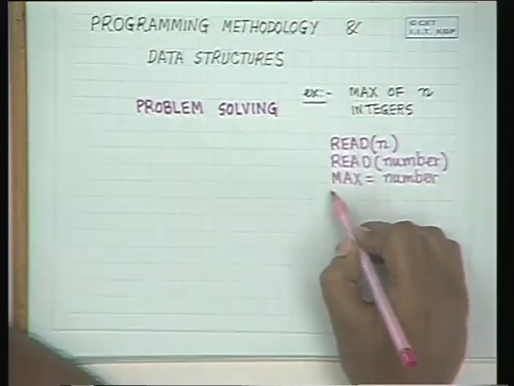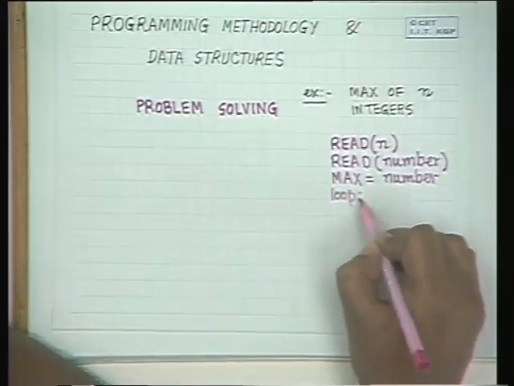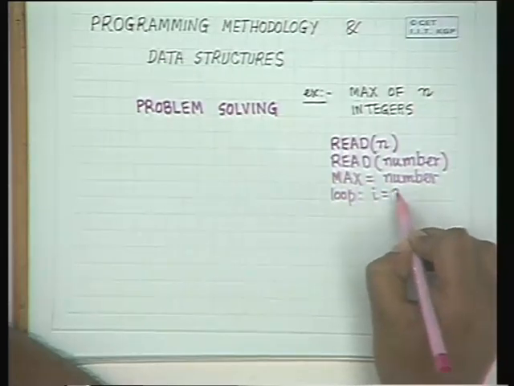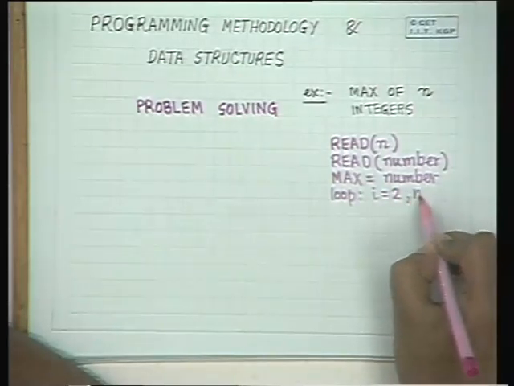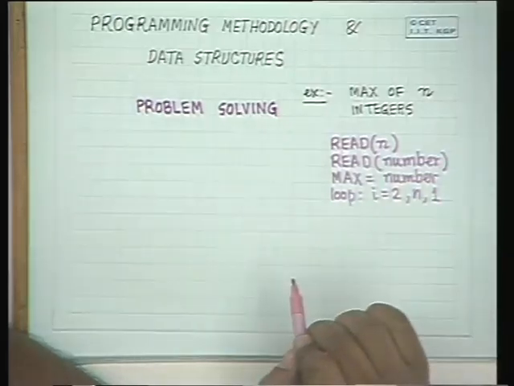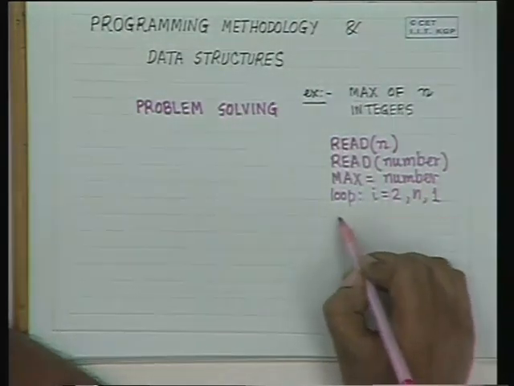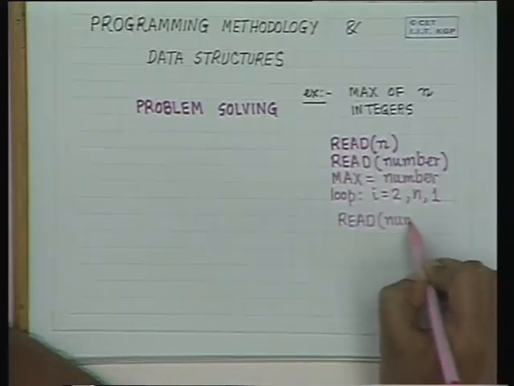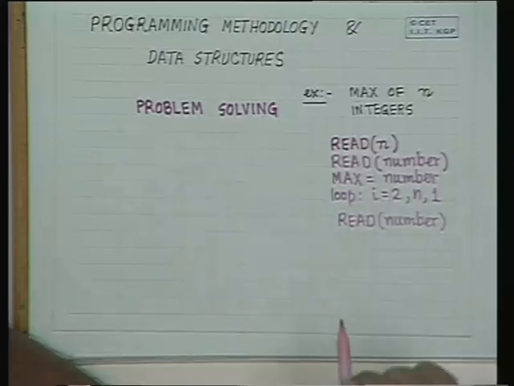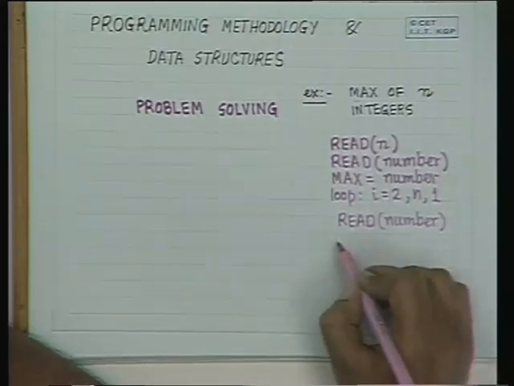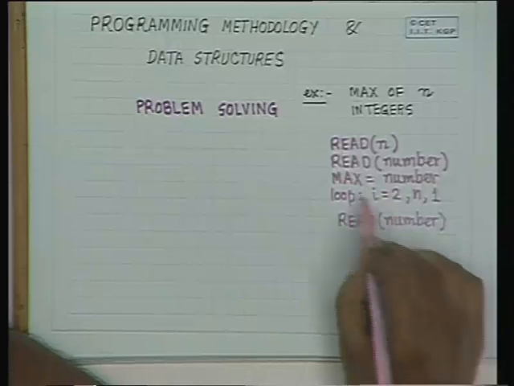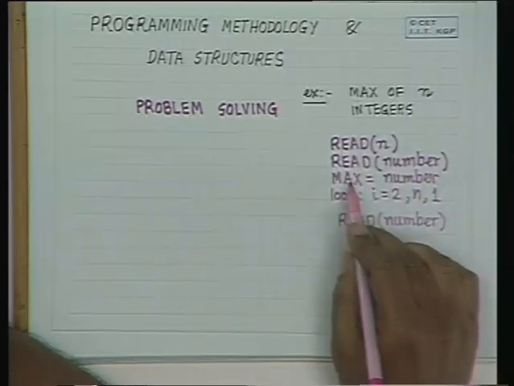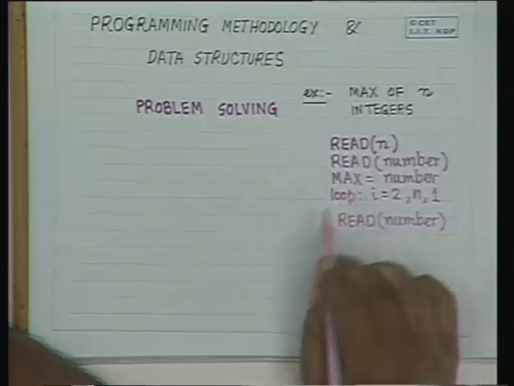and then in a loop with an index I equal to 2 to n in steps of 1. What you would do is, you would read the next number, and then you would compare. If this number is greater than the maximum, which is temporarily stored here, you would update the maximum to this number. This is what most of us who have written some programs in any language before would initially do.